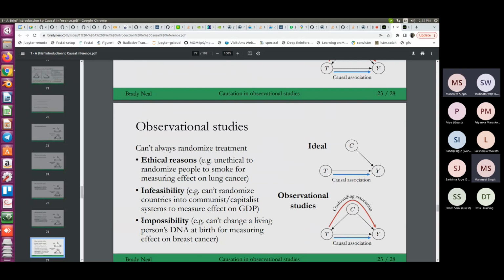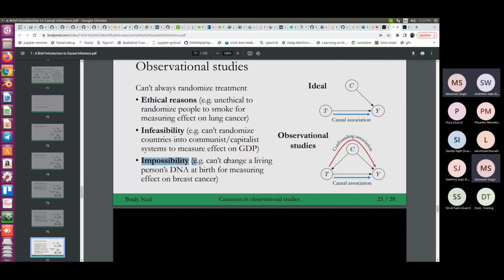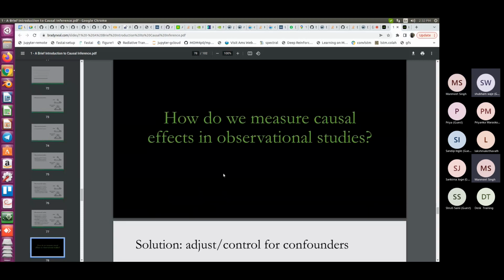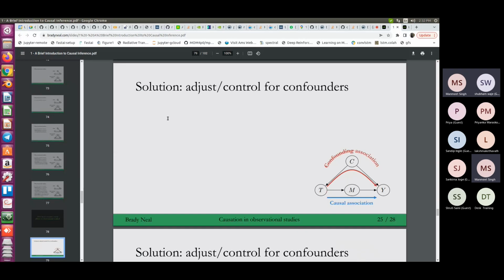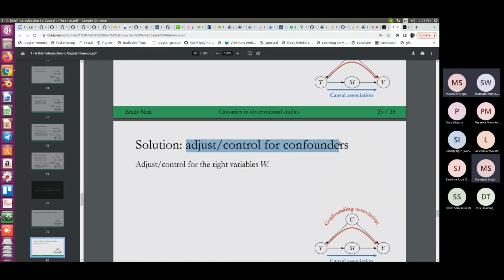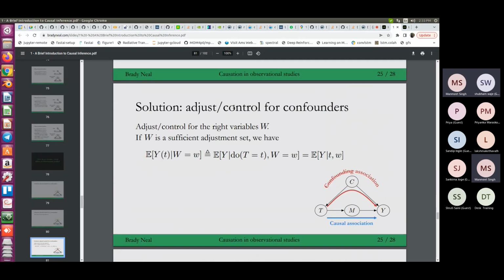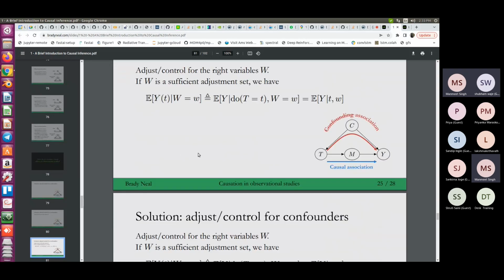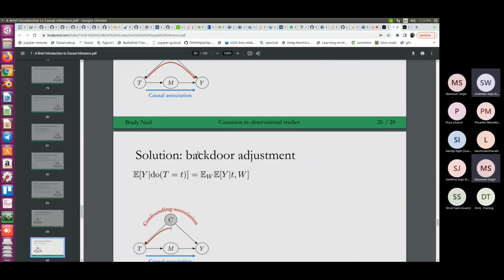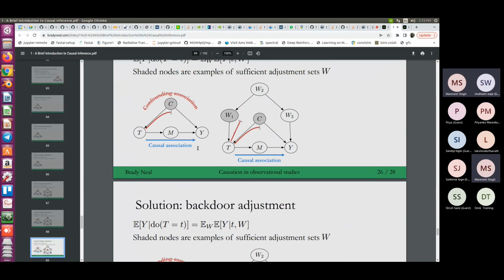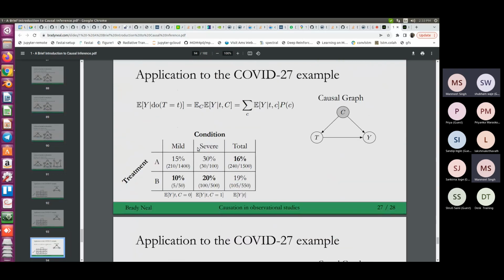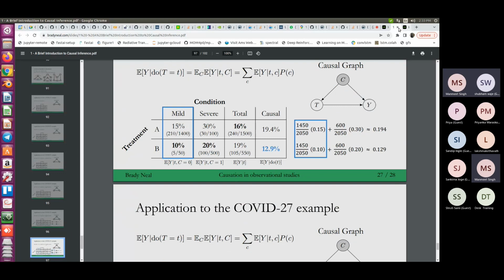And then there is another feature of impossibility. So you can't change a living person's DNA at birth for measuring the effect on breast cancer. And how do we measure the causal effects in observational studies? So you adjust or control for confounders. So you control for the right variables w, and if w is a sufficient adjustment set, so you basically find out the expected yt conditional on w equal to small w. Okay, so yeah, that's it about this motivation for causality.